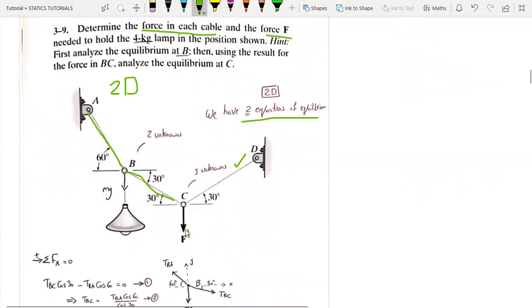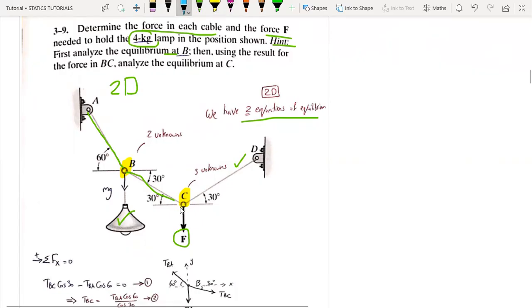And we need to find this force F needed to hold the 4 kilogram lamp. So here the mass is 4 kilogram, and first analyze the equilibrium at B. In this chapter we're dealing with the equilibrium of a particle. So we have particle B and particle C, and we should have a maximum of only 2 unknowns.